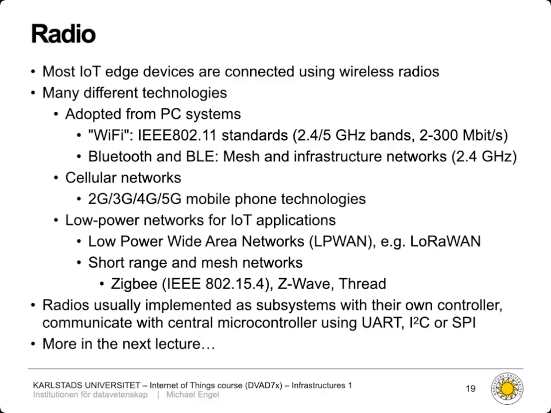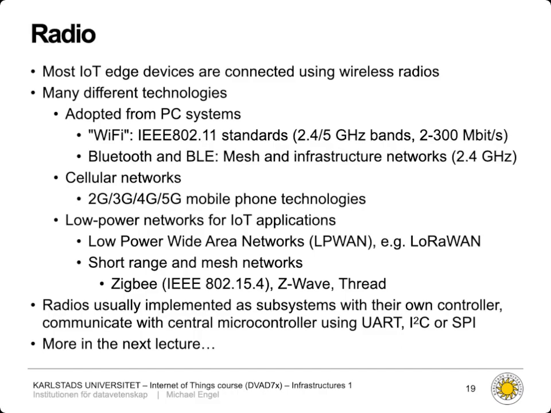This usually runs in some of the so-called ISM bands, the freely available bands. You don't need a license for industrial, science, and medicine applications. There are usually 2 frequency bands: one around 2.4 gigahertz, the other around 5 gigahertz, and you can get transmission rates between 2 megabits per second and 300 or even more nowadays, depending on the technology. So this is quite fast, but also quite energy consuming.